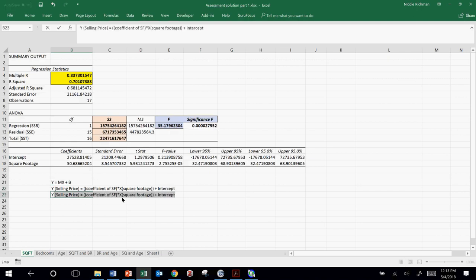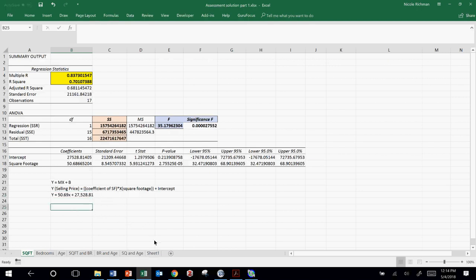So I would write this equation as Y equals 50.69 X plus 27,528.81. And we're doing this in dollars, so we're only going to use 2 decimal places.